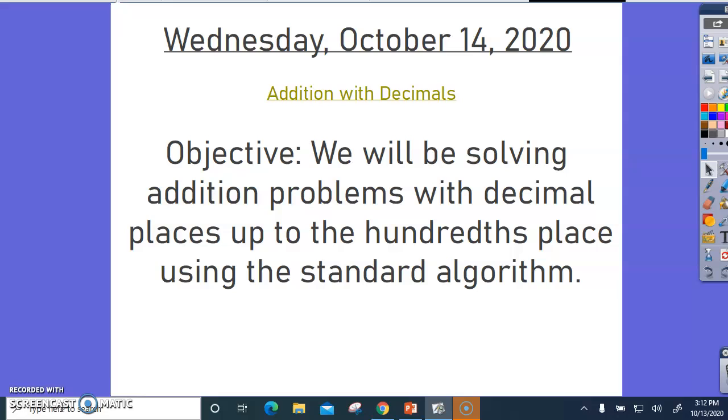Inside of your math journal, in your table of contents, write addition with decimals, that part that is in green in front of you. Then find a new clean page in your journal for your notes and write addition with decimals again to start our notes. If you need to pause the video here, go ahead and pause, get that written in your table of contents and also on a new clean page.